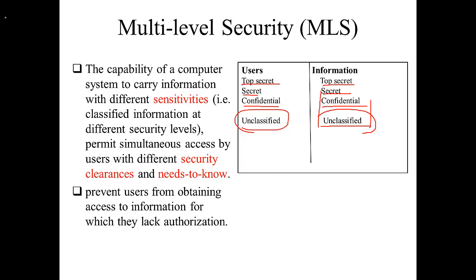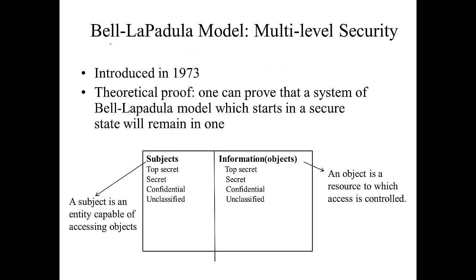Why do they set this kind of multi-level security? We have 4 levels here. Okay? The reason is to prevent users from obtaining access to information for which they lack authorization. In fact, the Bell-LaPadula model is a multi-level security model. In this model, the information and the users are also classified in different levels.